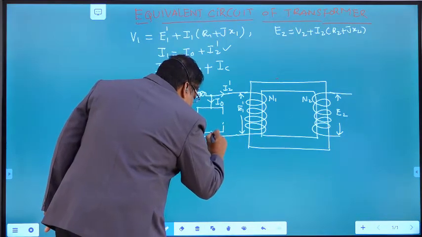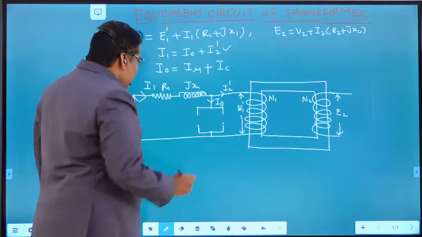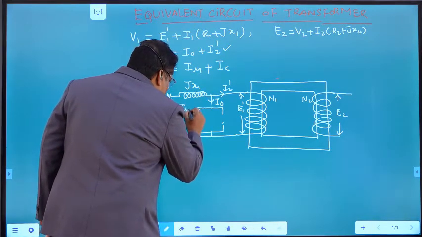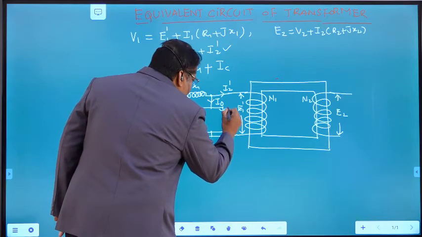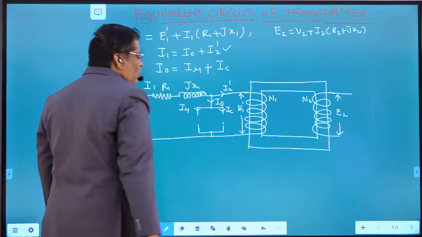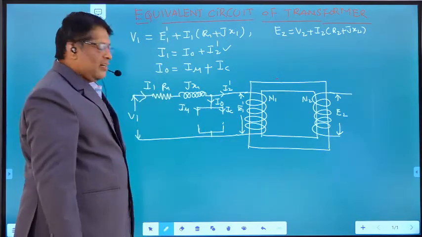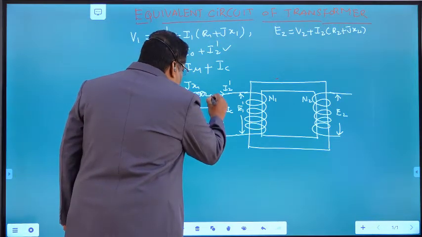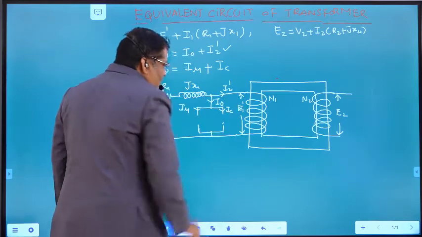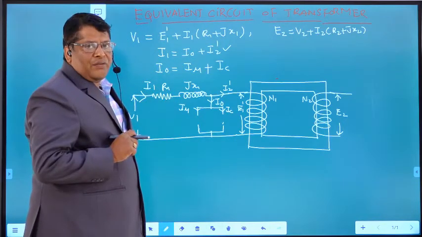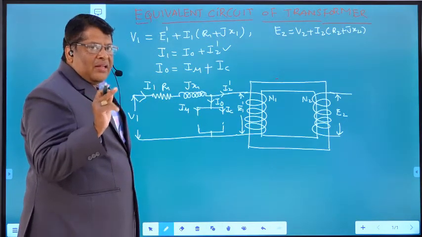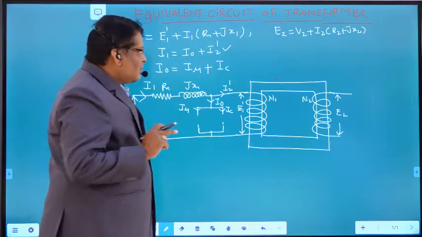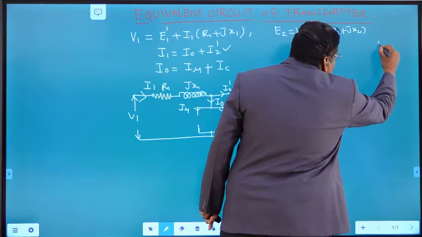Again it has two branches. This branch is carrying I mu, the magnetizing current, and this branch is carrying IC, the core loss current. Now here, whatever the voltage is here, that is E1 dash. In the phasor diagram, if we observe the angle between E1 dash and I mu, this is the E1 dash phasor.